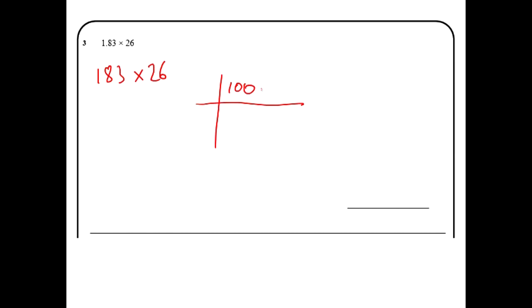So we've got 183, and we're going to multiply that by 26. So we split it up into a grid like this, and then we begin multiplying.